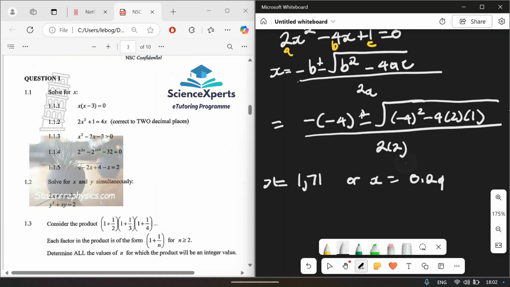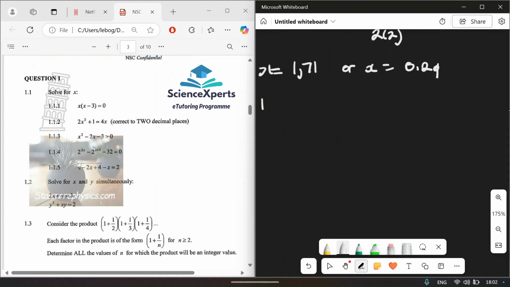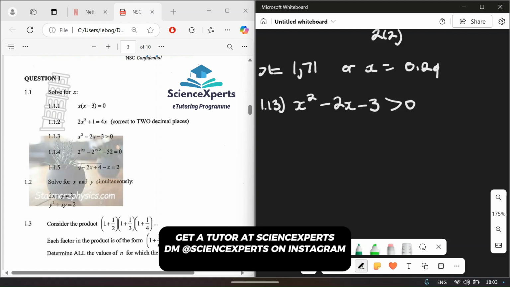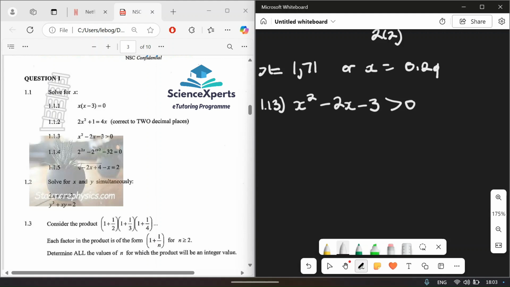Let's move on to the next question, 1.1.3. x squared minus 2x minus 3 should be greater than 0. So this one, what you first have to do is to find the critical values. What are critical values? Critical values are x-intercepts. So this is a function, it is a parabola, right? And it has this concave up shape, right? Why is it concave up?